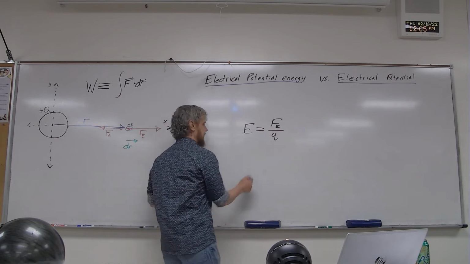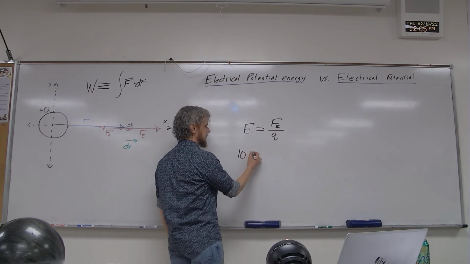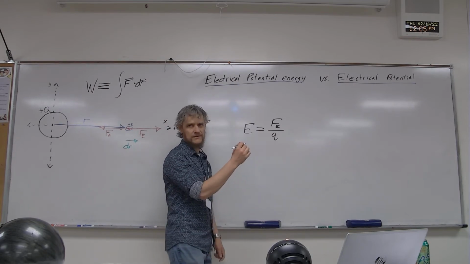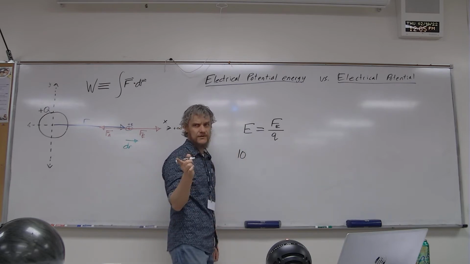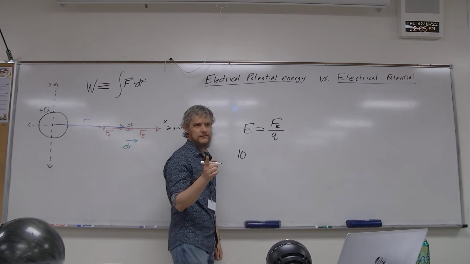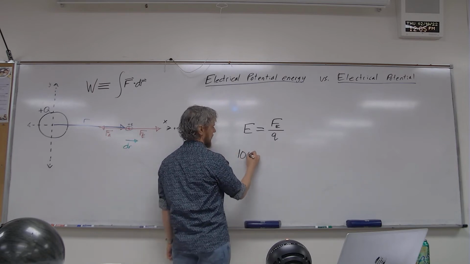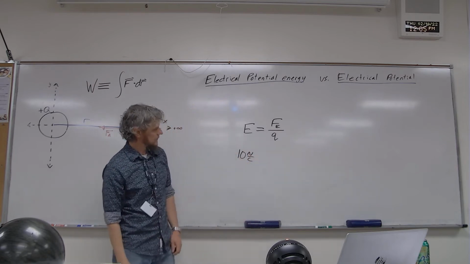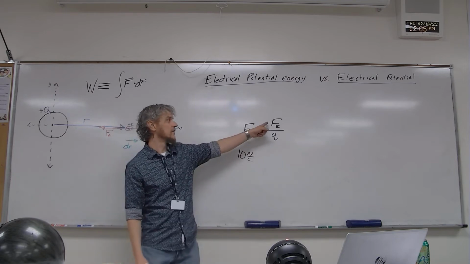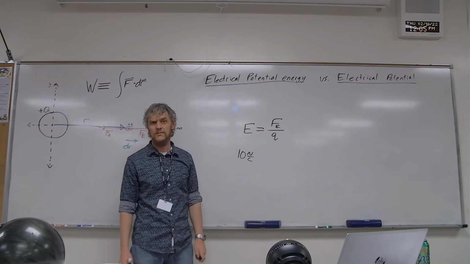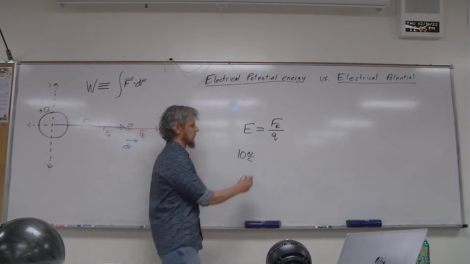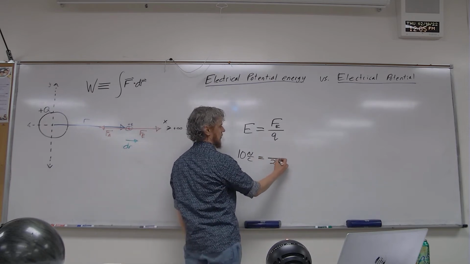If I have an electric field of 10, have we gone over the units of electric field? What's the units of electric field? We'll just say newtons per coulomb. If my field is 10 newtons per coulomb, and I have 2 coulombs of charge, what's the force going to be? 20 newtons.